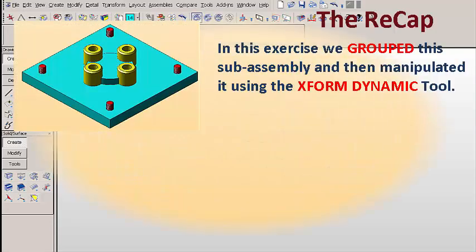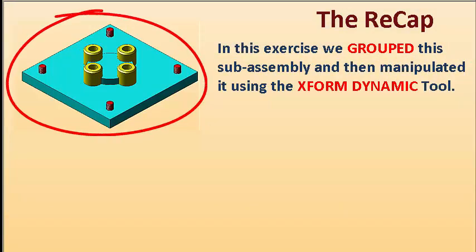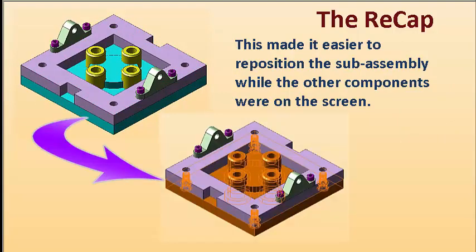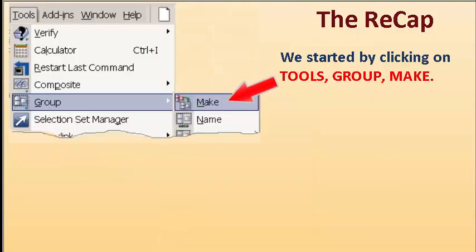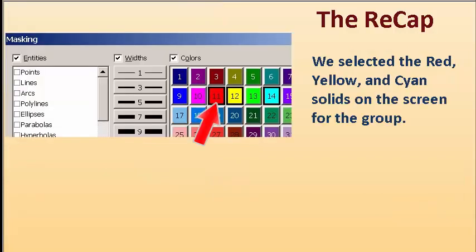So let's recap. In this exercise, we grouped this subassembly and then manipulated it using the Xform Dynamic tool. This made it easier to reposition the subassembly while the other components were on the screen. We started by clicking on Tools, Group, Make. When prompted for a name, we typed Backer Assembly. We selected the red, yellow, and cyan solids on the screen for the group.